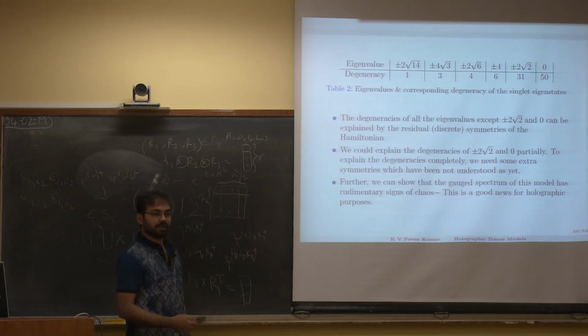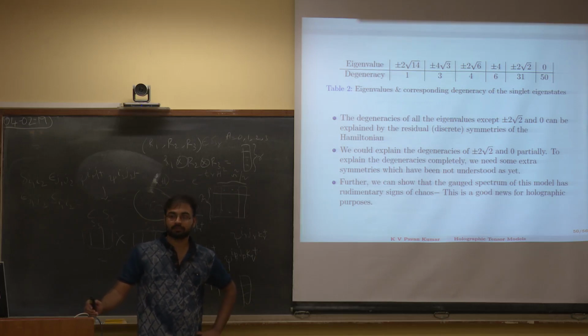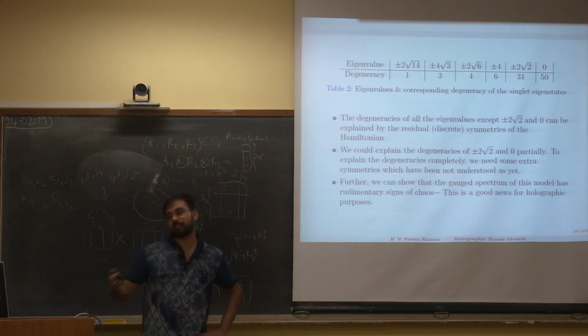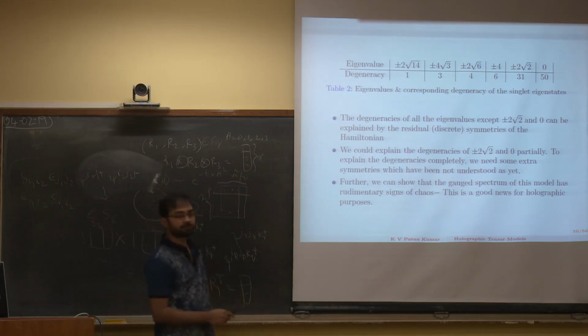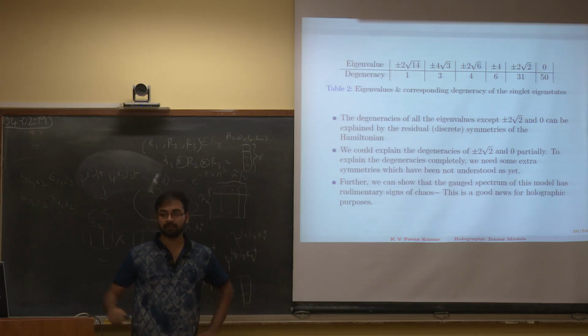So, we can't really say anything much about chaos. So, these degeneracies which you couldn't explain, could they be due to accidental symmetries? Yeah, possibly. I'm not completely sure whether it's accidental or whether there is some other symmetry which we miss. So, what did you say? The total number of independent eigenvalues is 11 or something? Yeah, if you just count the number of values, there are only 11.